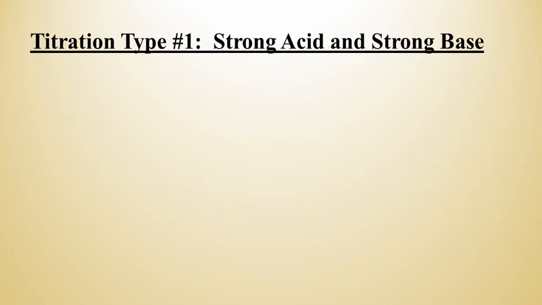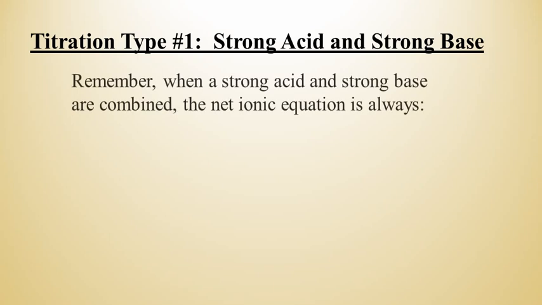Now, if we have a strong acid and a strong base, this is going to remind us of some of the calculations that we did a couple of videos ago in a previous lesson, where anytime we have a strong acid and a strong base combining, the net ionic equation is always the same. Do you remember what that is? Hopefully you realize that it's this right here. H plus OH negative, hydroxide, will get you water. That's always going to be the net ionic equation in the strong acid, strong base type of titration.